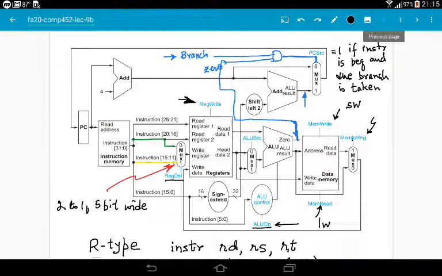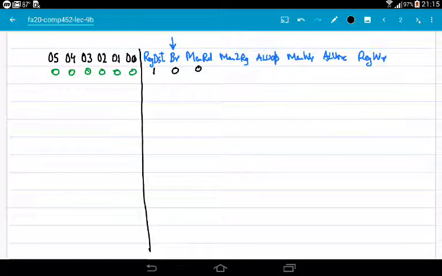Okay, this mem to reg, what will be the value of mem to reg for R type instructions? Obviously, it's going to be 0 because we want the result output of the ALU to pass through this multiplexer. So it has to be 0. So let's write 0 here.